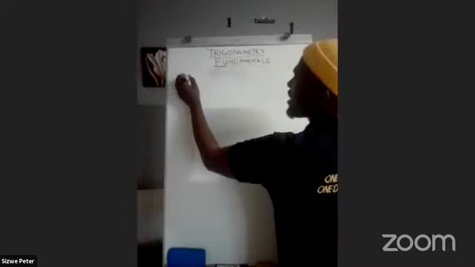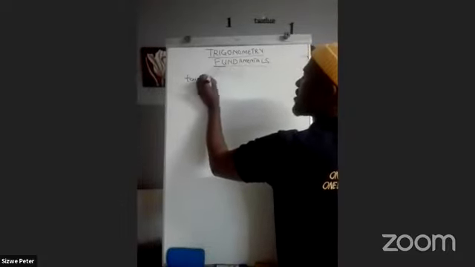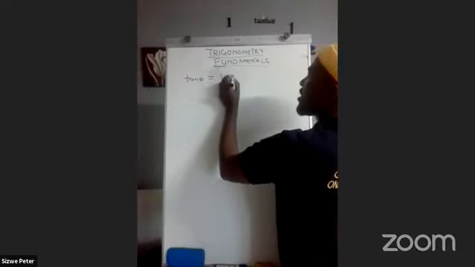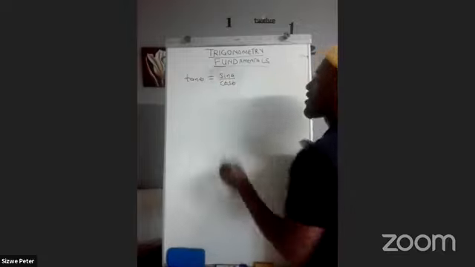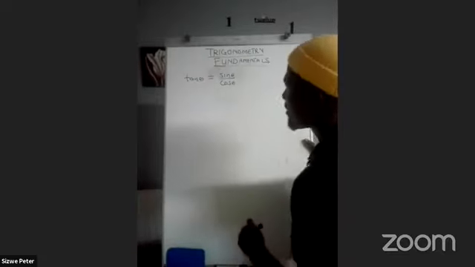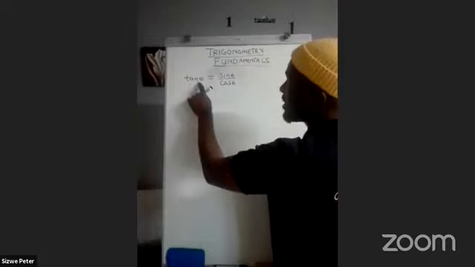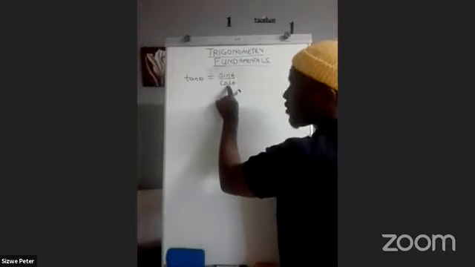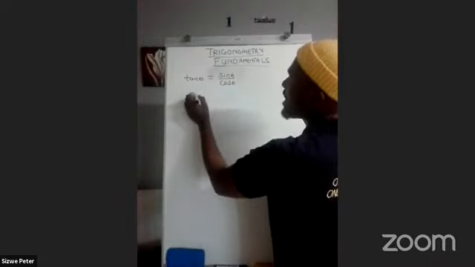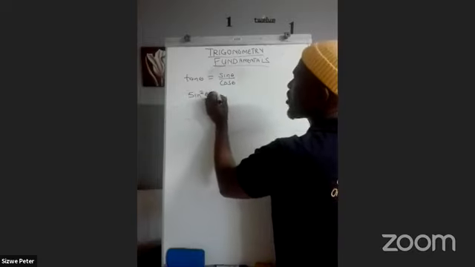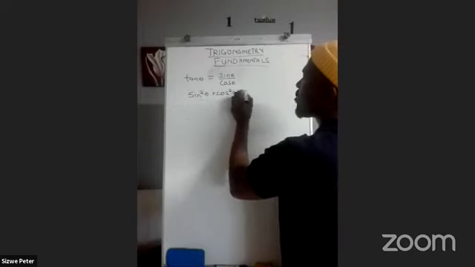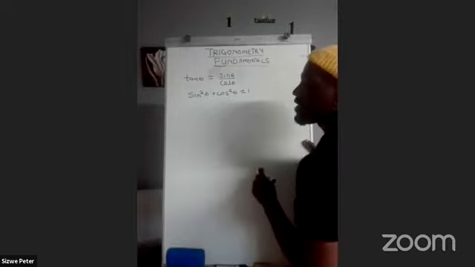You know that tan theta is always sine theta over cos theta. Are we following? Always tan theta is equal to sine theta over cos theta. But I know sine squared theta plus cos squared theta is equal to 1. This is the identity.